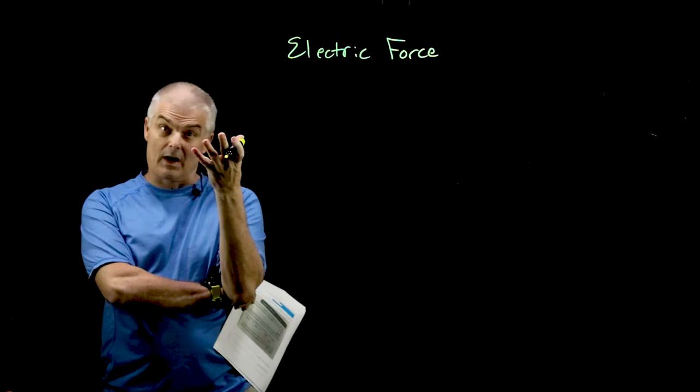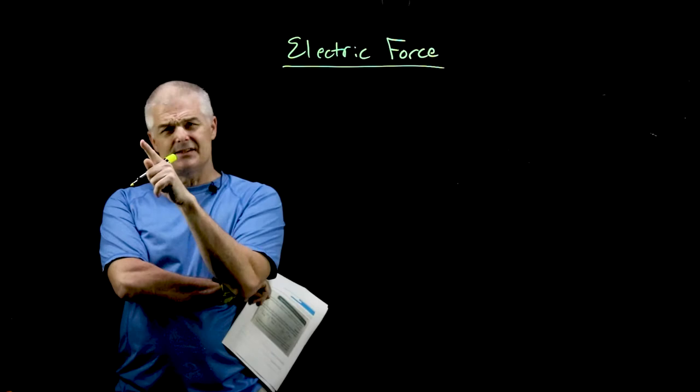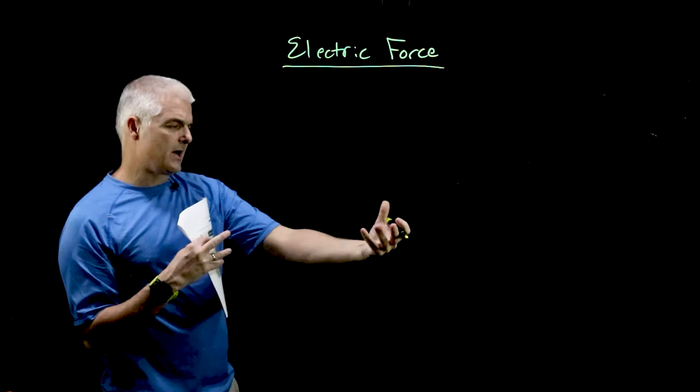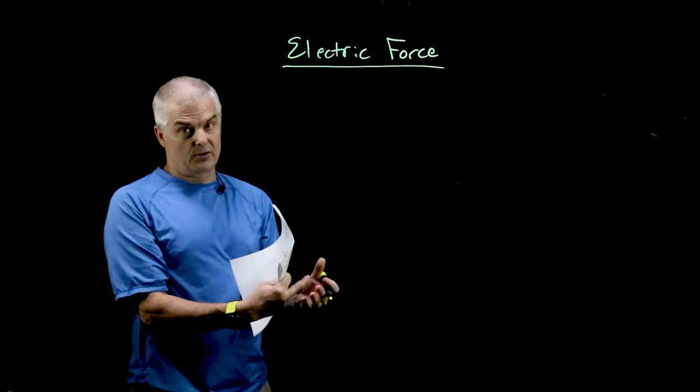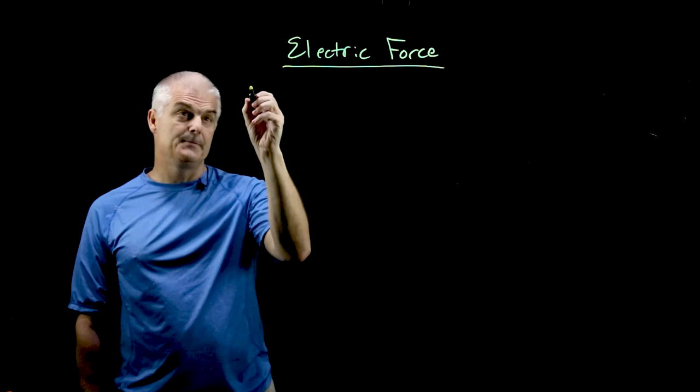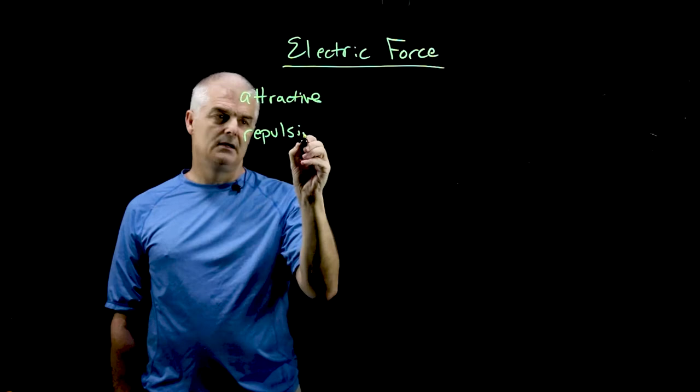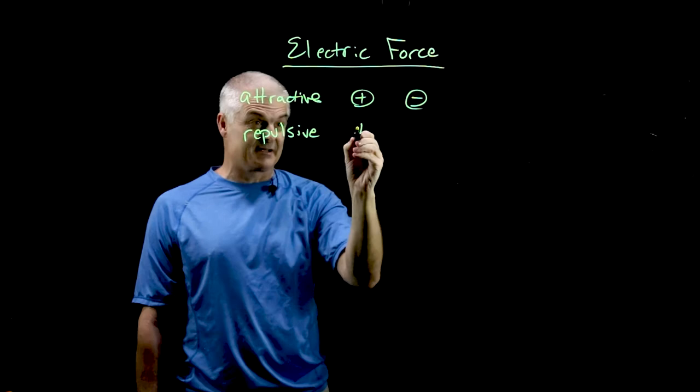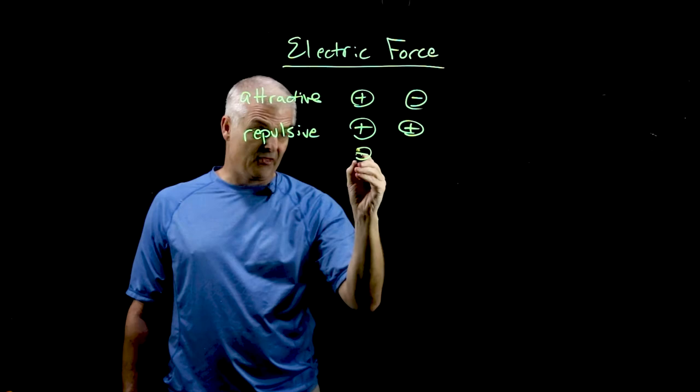Gravitational force we've talked about, too. Let's make a comparison between electric force and gravitational force. If you recall, gravity is the attraction of any two objects for each other. Electric force is different because it can either be attractive or what? That's right, repulsive. If you have a positive and a negative, they're going to attract. A positive and a positive, they're going to repel. Likewise, a negative and a negative, they're going to repel.